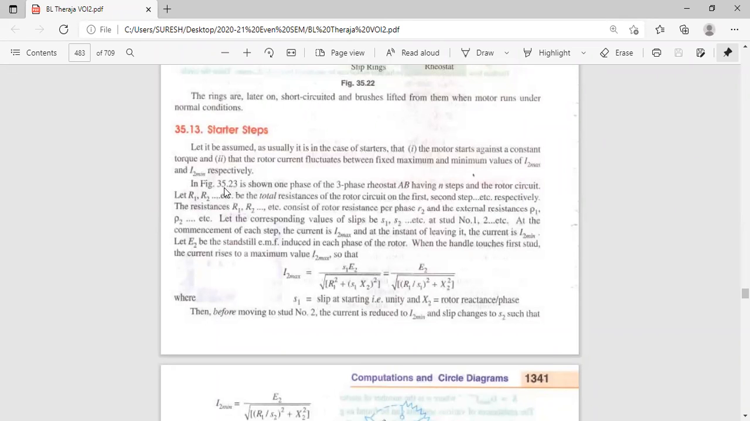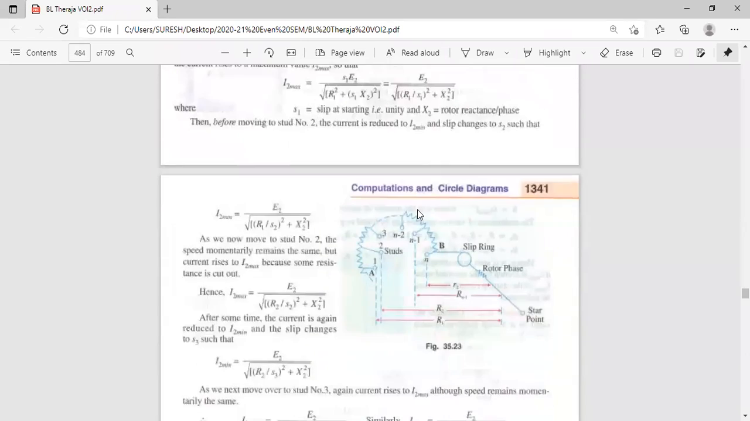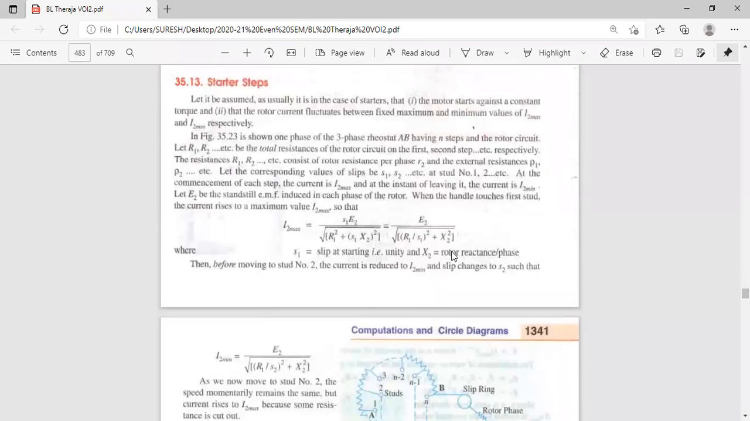In figure 35.23, a three-phase rheostat has n steps. There are n number of steps on the rotor circuit. Let R1, R2 up to Rn be the total resistance of the rotor circuit at the first, second step, etc. respectively. Resistances R1, R2, etc. consist of the rotor resistance per phase, and the rotor resistance per phase is r2. I have already told you what small r2 is: it is the resistance of the rotor per phase.